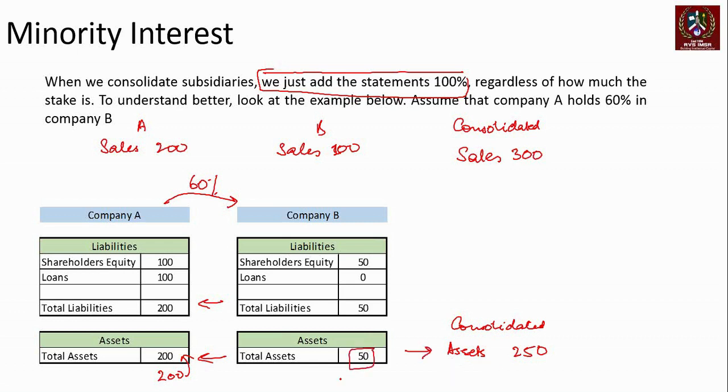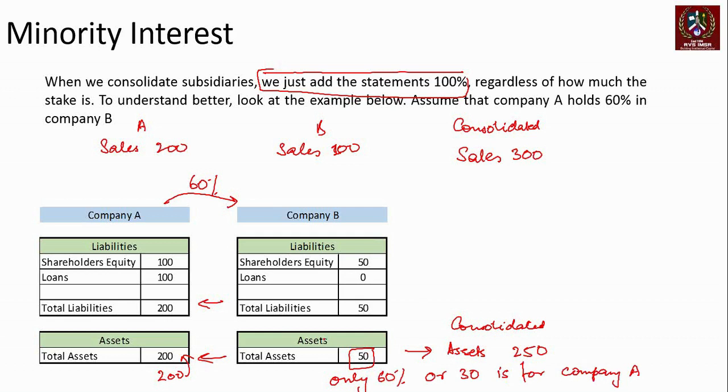But out of this 50, only 60% or 30 is for company A, right? Only 60% or 30 is for company A. The rest is not for company A, right? Now that's going to create a problem, right?